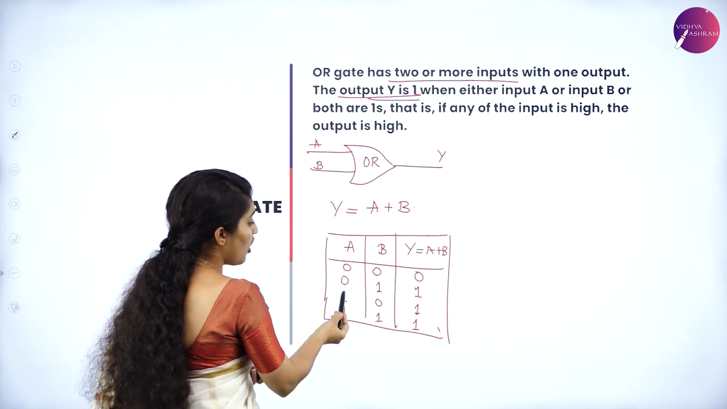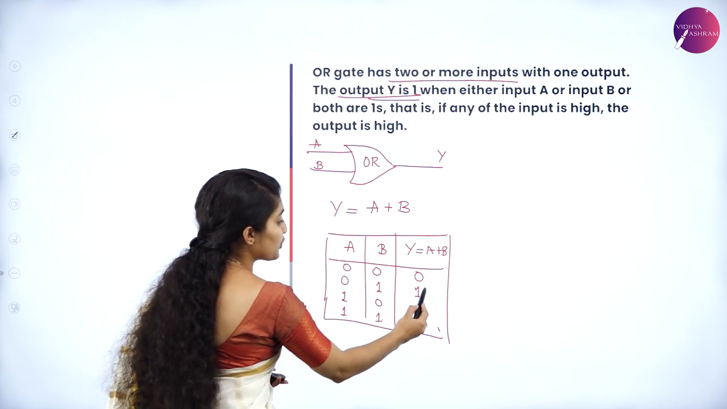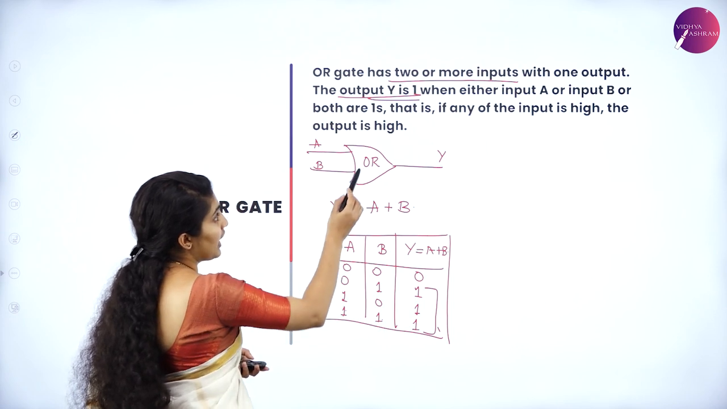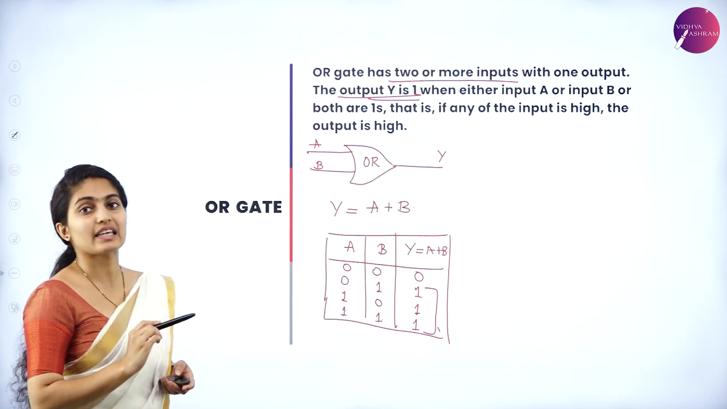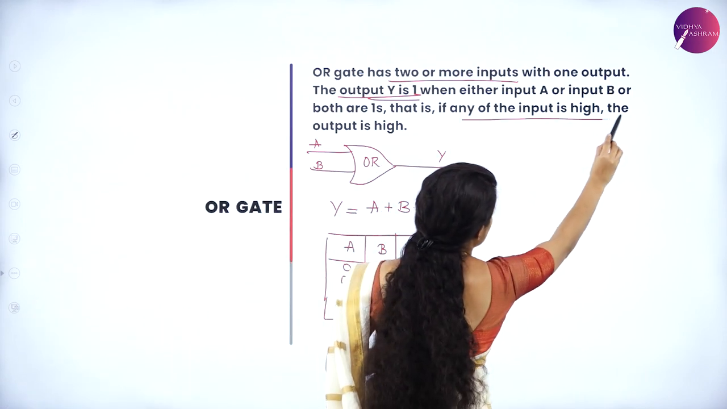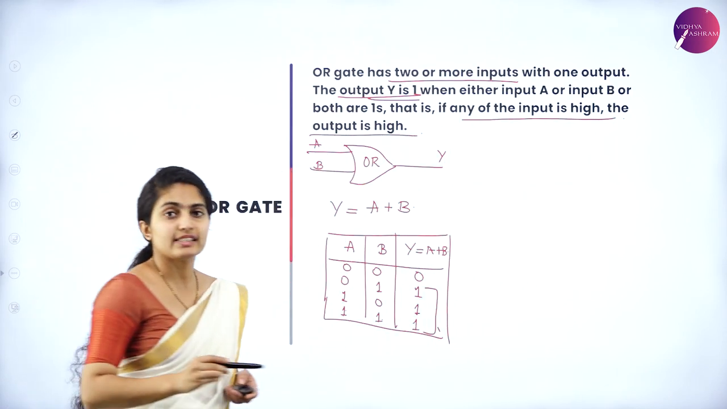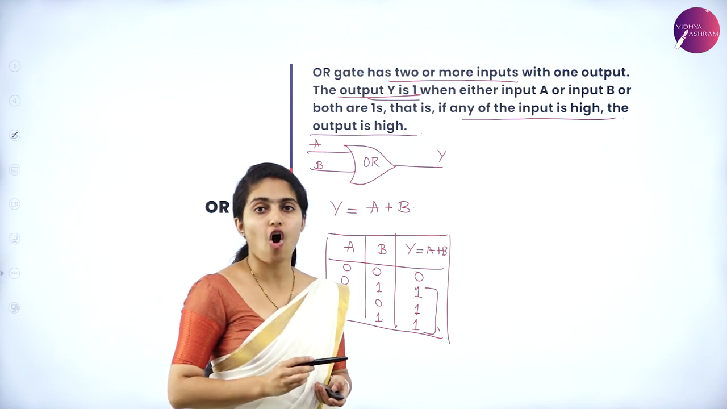Either input B or input A, or when both are 1s, you get the maximum, that is 1. And that is, if any of the input is high, the output is high, is the concept. If any input is high, the output also is high, is the conclusion for your OR gate.